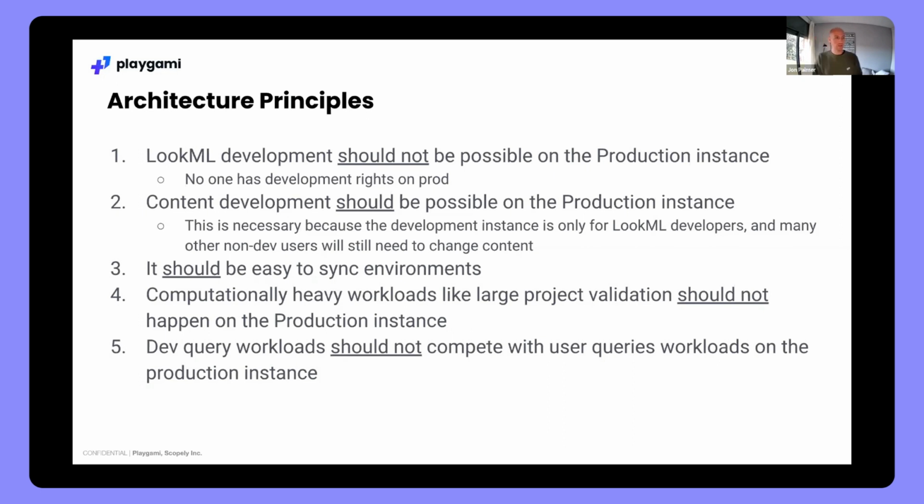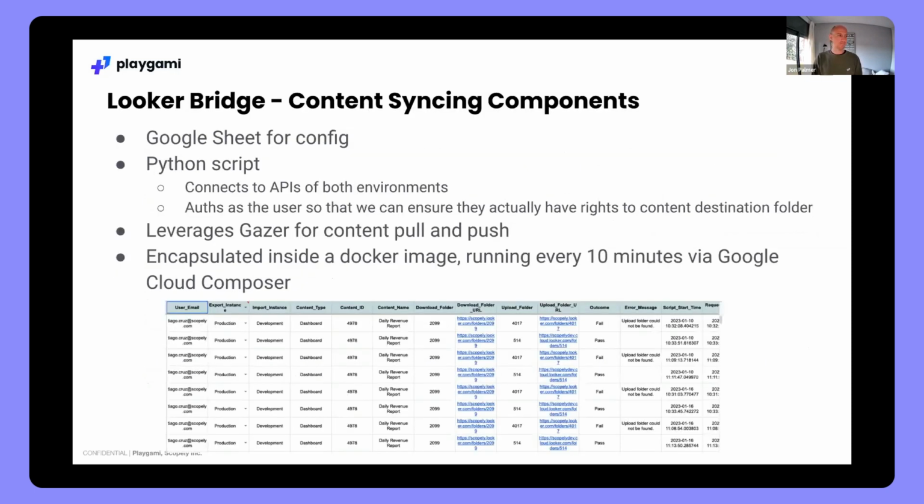Computationally heavy workloads should no longer happen on the production instance. So LookML validation needed to be isolated and locked down just onto the development instance. So essentially, developers could hurt developers, production business users could hurt production business users, but the 2 couldn't hurt one another. And then we need to separate those dev query workloads from business user queries so that they're not competing with each other for concurrent slots.